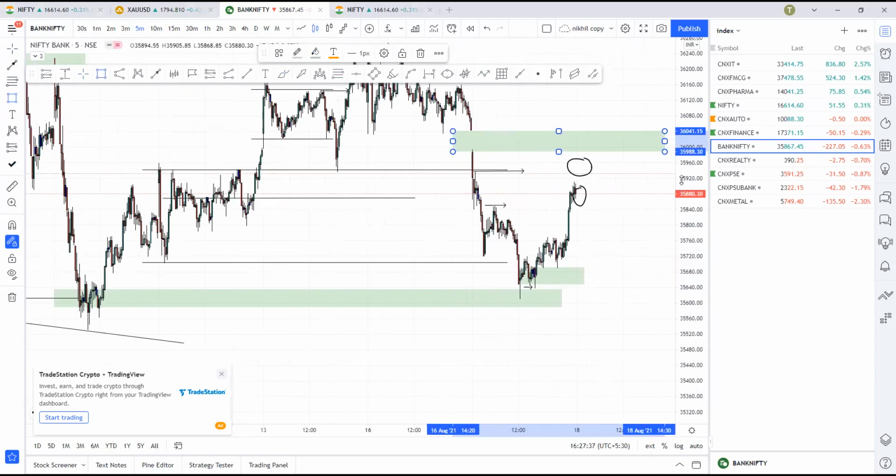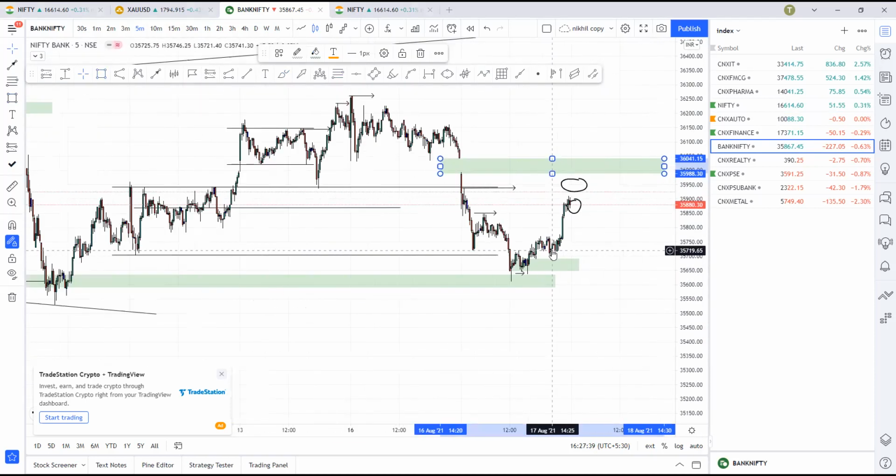Tomorrow I will decide how the market opens, and then I'll decide how to trade this particular index.